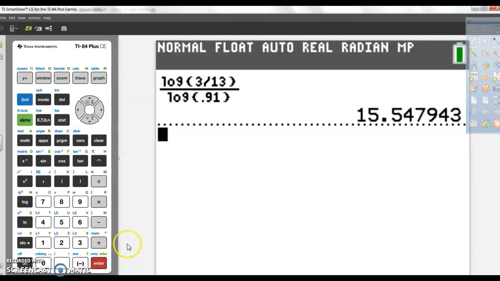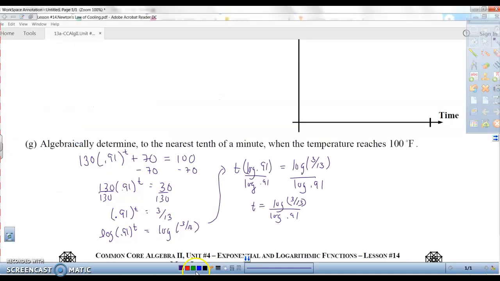15.54, and it said to round to the nearest tenth. So t is going to be approximately 15.4 minutes. All right, so that is the rest of the notes for Newton's Law of Cooling. You can start the homework now.